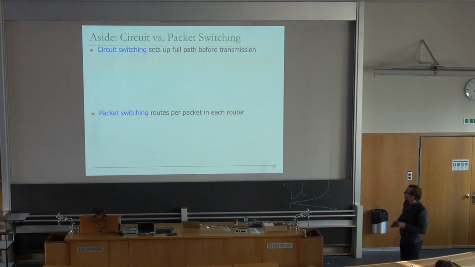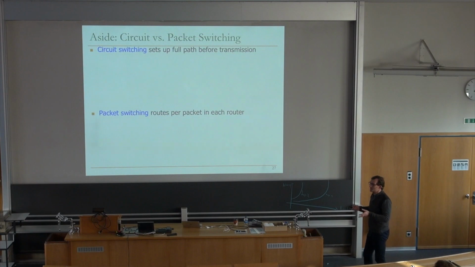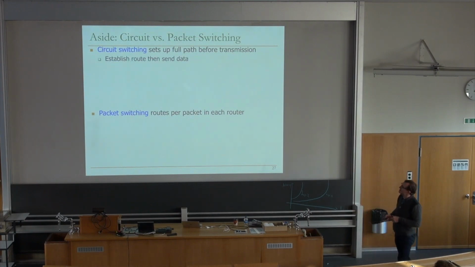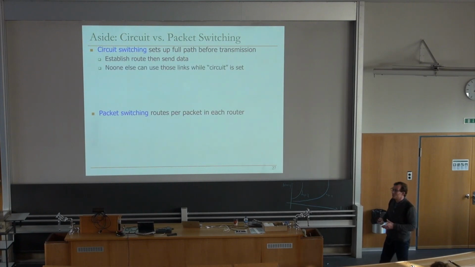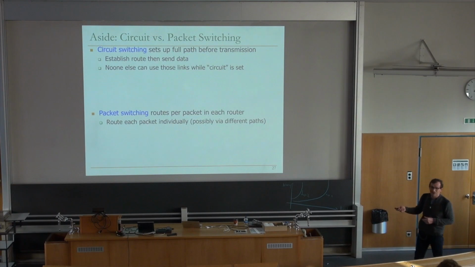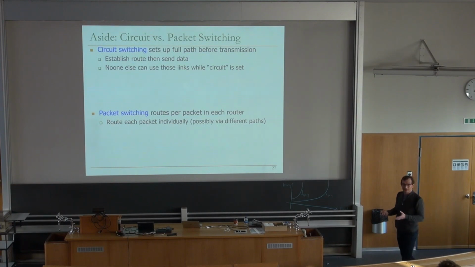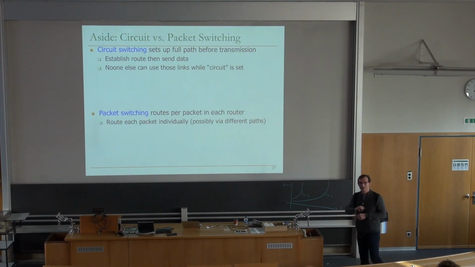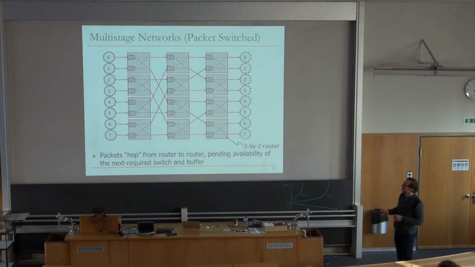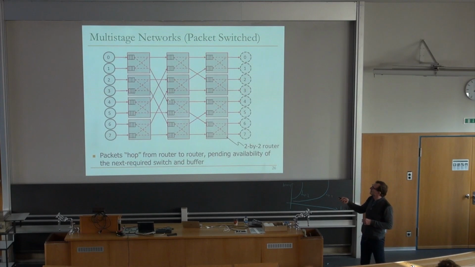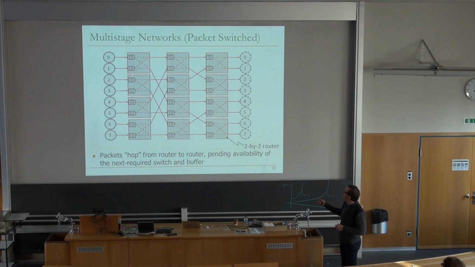Okay. So essentially, circuit switching sets up the full path before transmission, establishes the route, and then sends data. It's much more general. And no one else can use those links while the circuit is set. Packet switching routes packets in each router. It routes each packet individually, possibly via different paths. Although in this case, in this multi-stage network, you don't have many paths, right? If you want to communicate from 0 to 7, you have only one choice. You have to go through these routers.